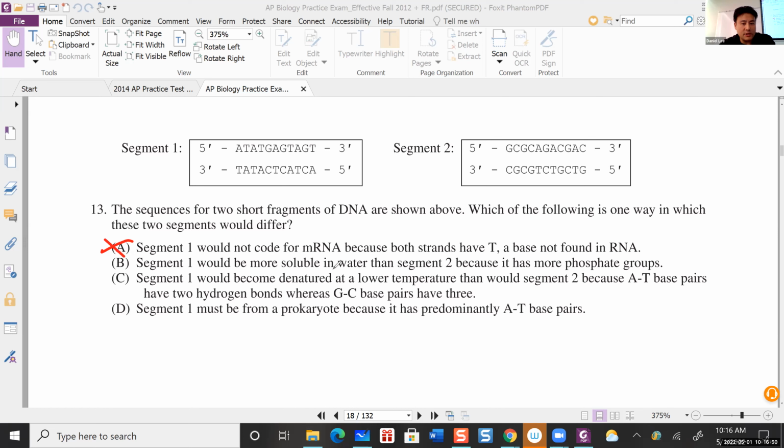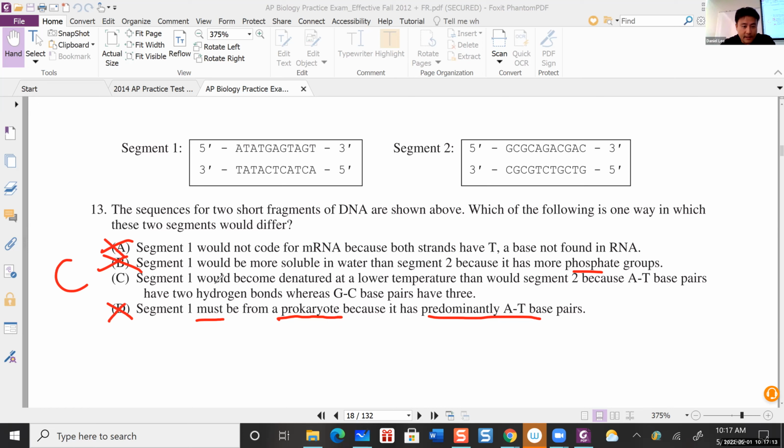Segment one would be more soluble in water because it has more phosphate group. That is not correct. Every nucleotide has a phosphate, right? So I have two choices left. And D is nonsense because they're saying one must be from prokaryotes because that's predominantly TNA. No, that does not differentiate prokaryotic cell. So the answer is C, by elimination.